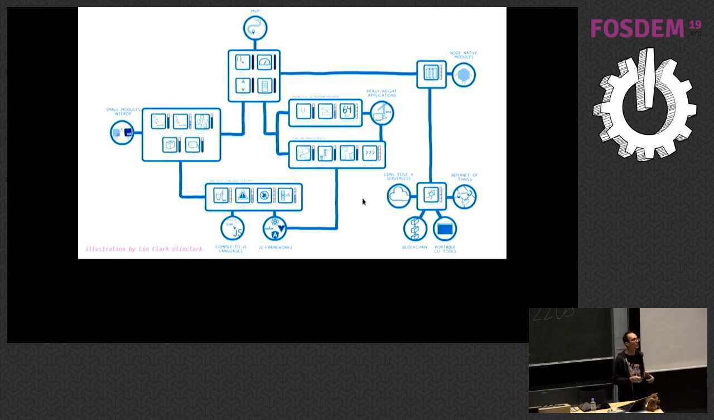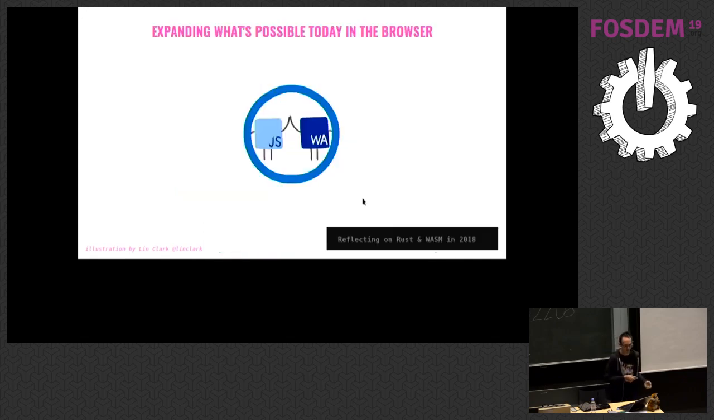Some of these features are already implemented in browsers behind flags. Firefox Nightly can use some of the functionality related to types and reference types. So some of these functionalities are slowly landing, and people are starting to experiment with them to extend the reach of the platform.